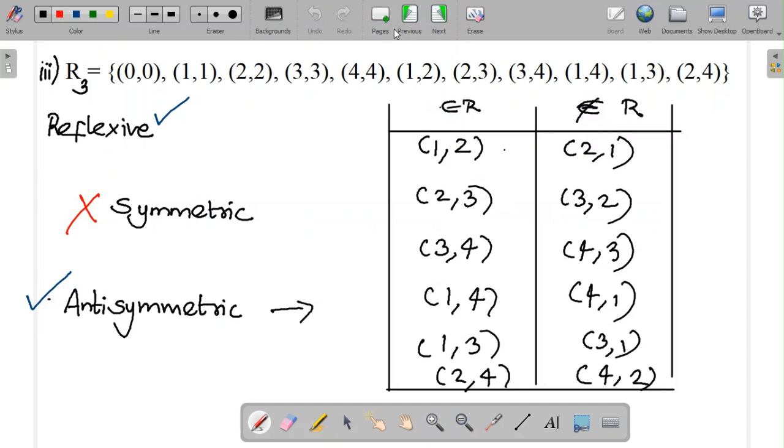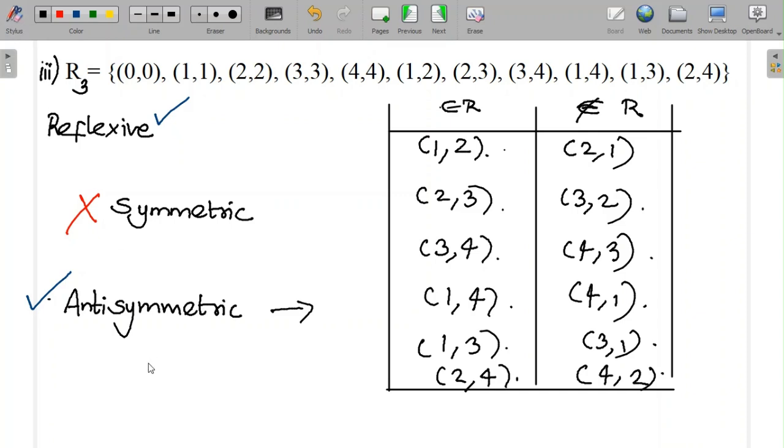Let's look at whether it meets the necessary requirements for being an anti-symmetric relation. And we see that it is in fact an anti-symmetric relation because the pair 1, 2 is present, but its opposite 2, 1 is absent. We have 2, 3 present, 3, 2 is absent. We have 3, 4 present, but 4, 3 is absent. 1, 4 is present, 4, 1 is absent. 1, 3 is present, 3, 1 is absent. 2, 4 is present, 4, 2 is absent. So for any a and b, we have at most one of the two pairs present. They are not both present. Therefore, this relation is in fact an anti-symmetric relation.